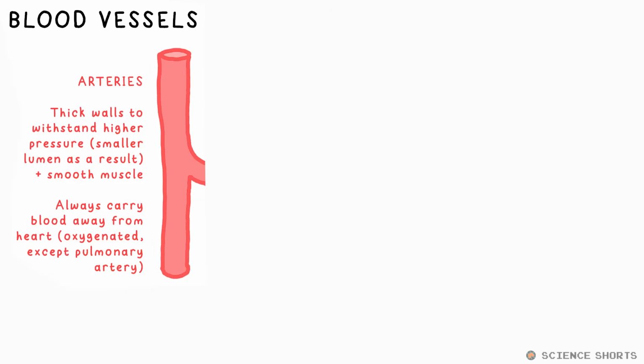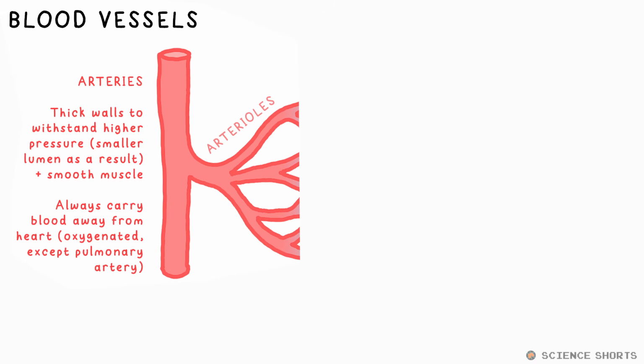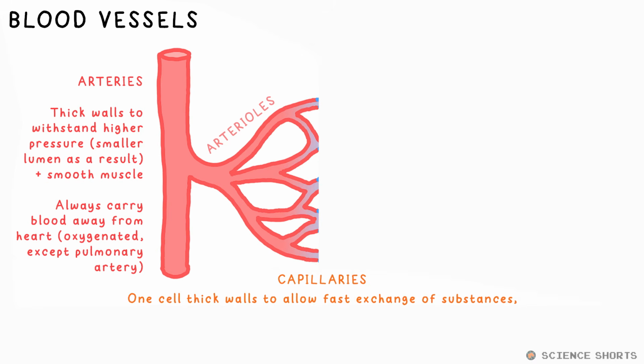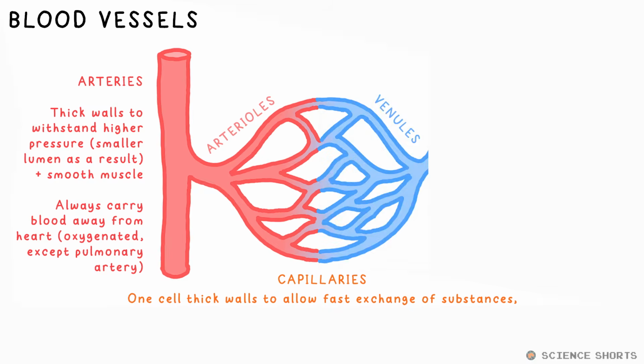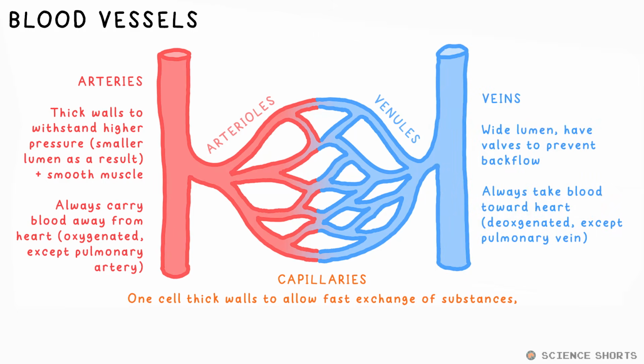Arteries carry oxygenated blood under high pressure, apart from the pulmonary artery of course. As such, they have thick walls. They also contain smooth muscle to vary blood flow. These split into arterioles, then finally capillaries, that have one-cell thick walls for fast exchange of molecules. The deoxygenated blood flows back into venules, then veins that take it back to the heart. Veins have valves in to prevent backflow.